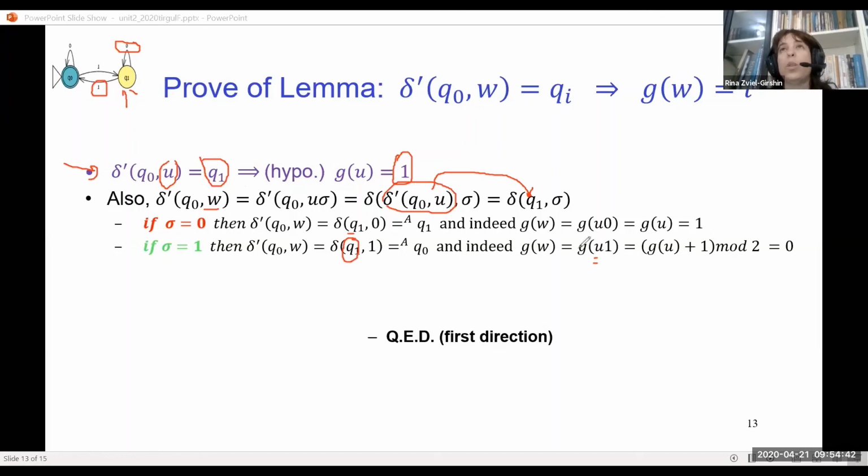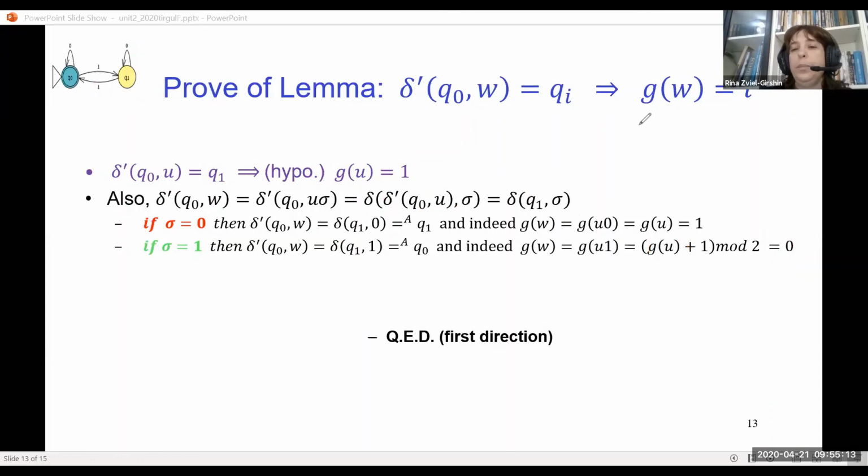So we have a word, prefix U concatenated with 1. The prefix U, G of U gives us 1. That was the induction hypothesis. And we have an additional number of ones, the sigma that we added. 1 plus 1 modulo 2 equals 0. So actually, if we move to the state 0 in the automaton, we also have 0 in our function G of W. Questions?